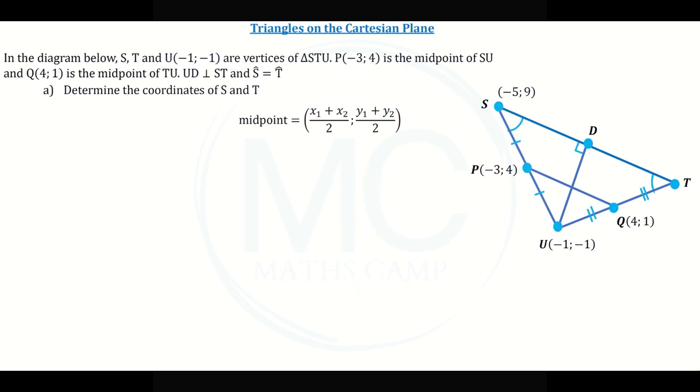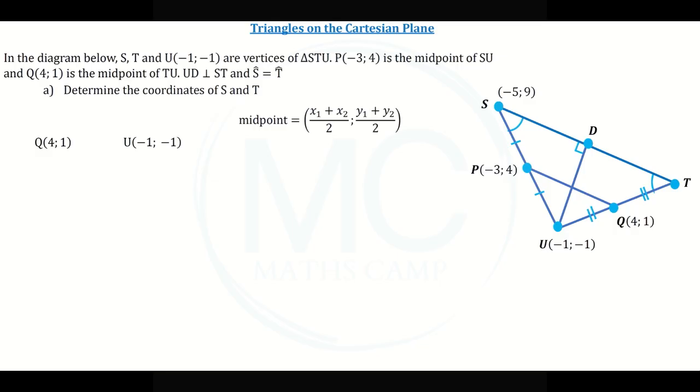Now we can make some space and look at the coordinates for point T. From the question and the diagram, we can see that Q has the coordinates 4, 1. So let's make a note of this. It is the midpoint between point T, which we need to find, and point U, which still has coordinates of -1, -1. Again, we have the midpoint and one given point, and we can use this to find the coordinates of T. Let's start with the X coordinate.